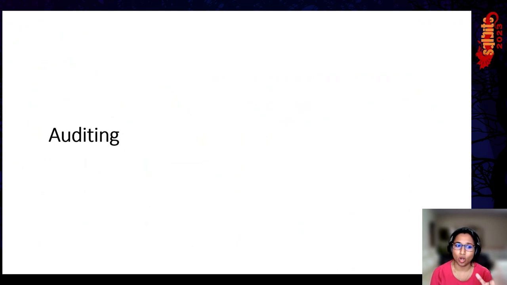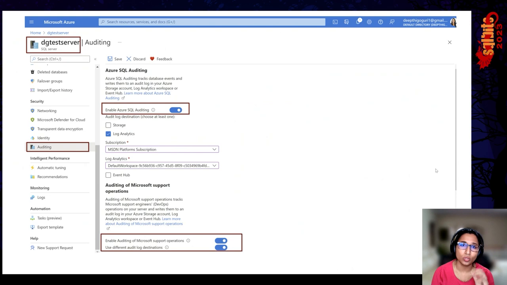Let's talk a little bit about auditing. To enable the auditing, which is enabled by default: once you enable the auditing on the server level, all the databases underneath it will automatically get audited. So underneath the SQL server, which is a DG test server, underneath the security blade, you have auditing.